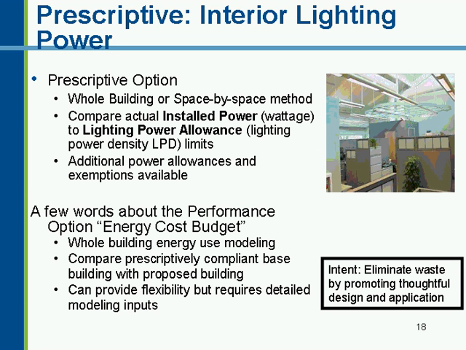Let's go on to the prescriptive requirements, the major one being the compliance with the interior lighting power limits. This prescriptive requirement has 2 ways to comply, a whole building or space-by-space method. And the requirement is essentially you compare your actual installed power, the wattage you're going to use for lights in the building, with a lighting power allowance, again, the lighting power density limit that comes from the standard itself. And as we mentioned, there are some additional lighting power allowances and some exemptions, and you'll want to consider those carefully and make use of those because these are important for lighting design within a building.